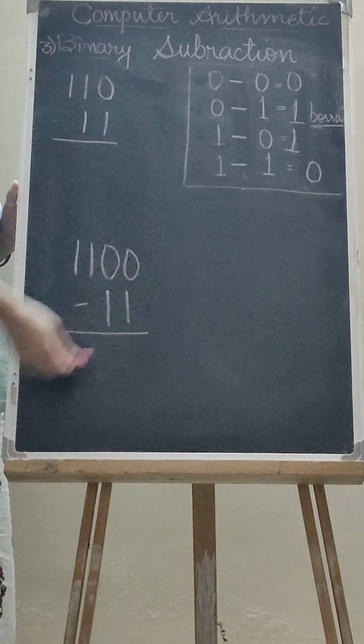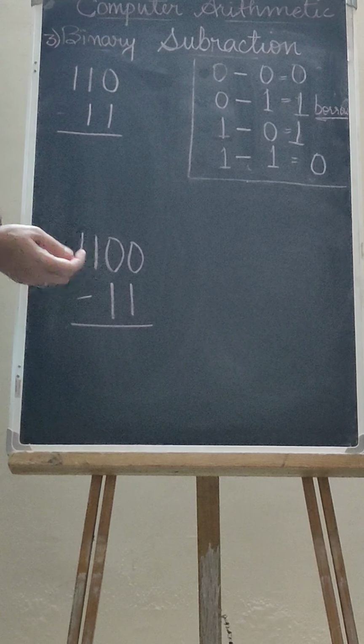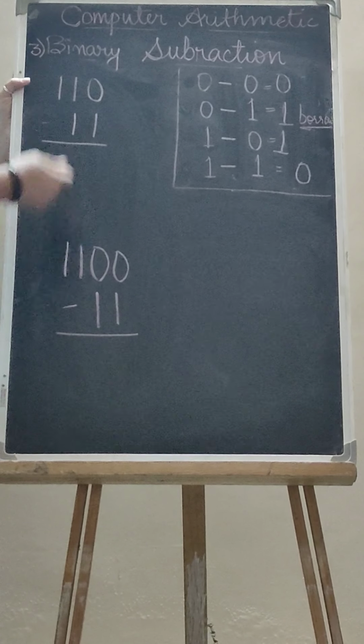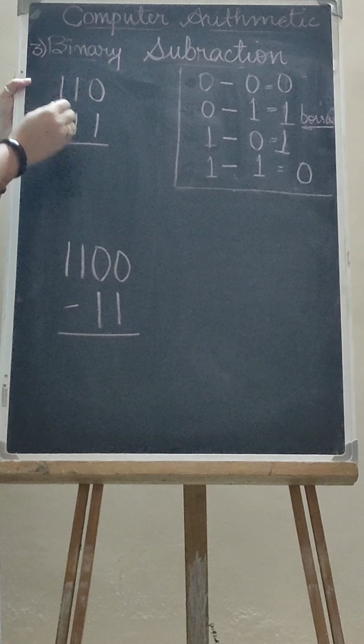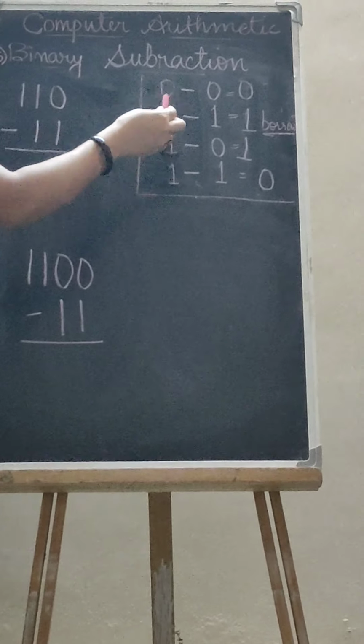...is binary subtraction. In the previous video, I explained binary addition and multiplication. The third one is binary subtraction. Before we start the subtraction, we have to check the rules for how we can do the subtraction.